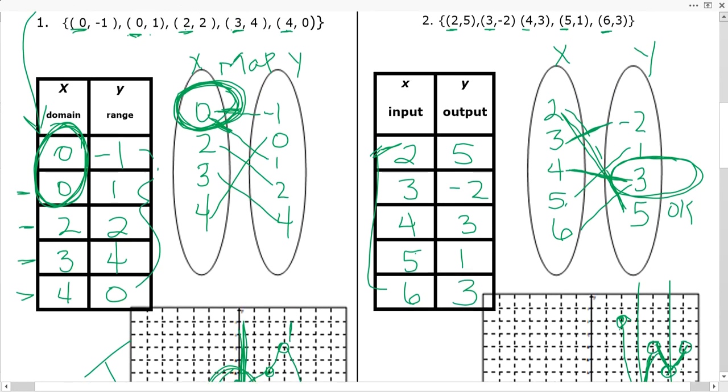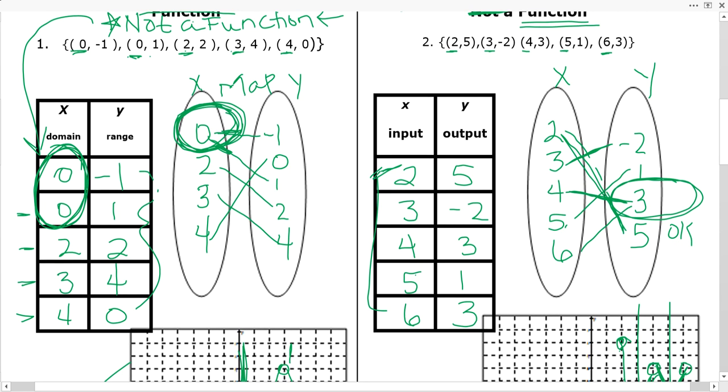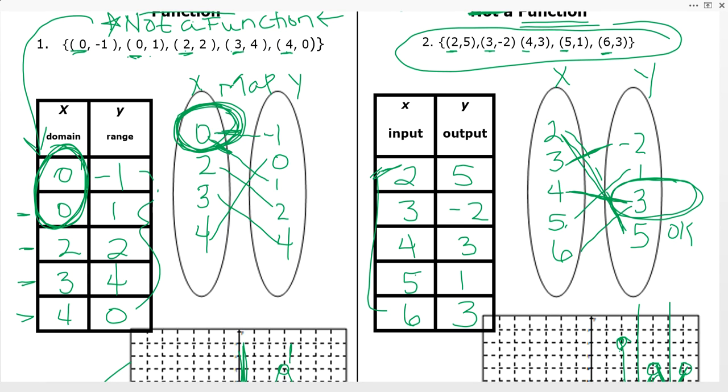So 4 different ways you can tell if it's a function. First one, look at the ordered pairs and look at the x values only and see if there's any repeating ones. Look at the t-chart, input, output. If there are repeating values in the input only, it's not a function.